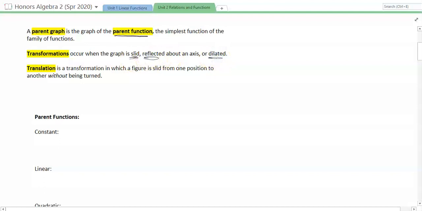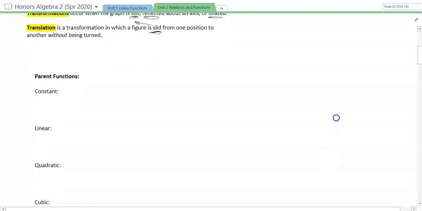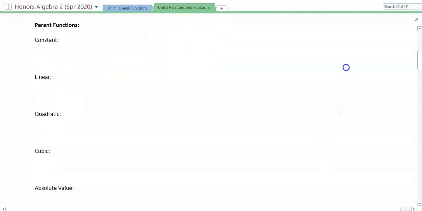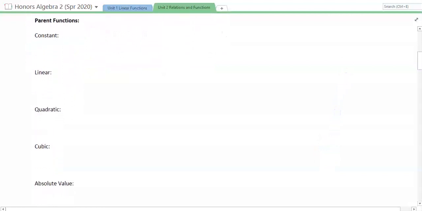We're going to get to translation in a moment, but a translation is a transformation in which the figure is slid, so there we see it again, from one position to the other without being turned. And so that's what we're going to start with, translations. But before we even get there, we've got to talk about these parent functions. We're going to look at 5 of them today.